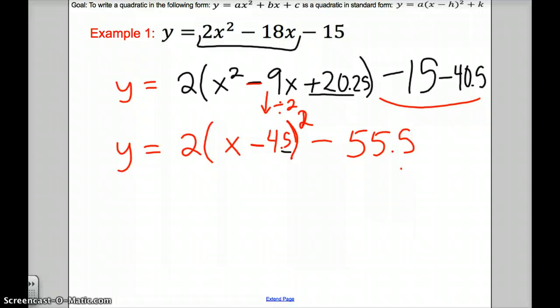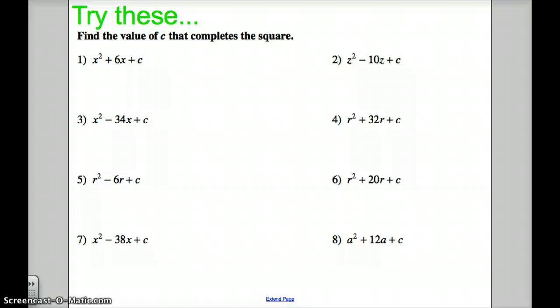So take a look at a few problems that you can try. These are a little different than what we were doing, but basically you're trying to figure out what that number should be so that you could write this as x plus something squared. What would c have to be? Okay, so play with that, bring in questions, make sure you remember how to do this from Algebra 2.